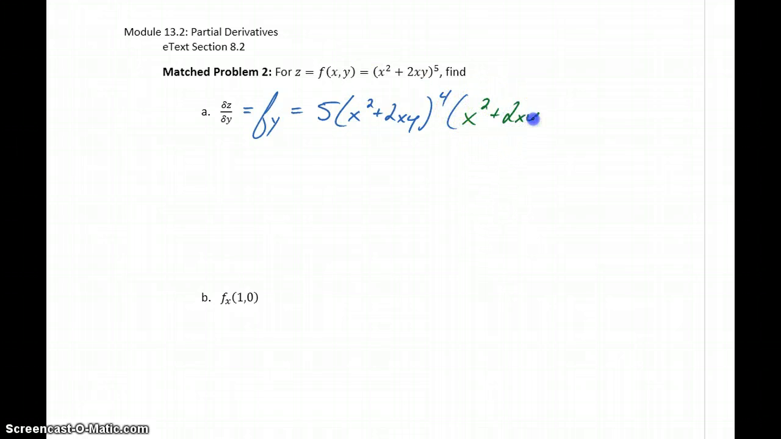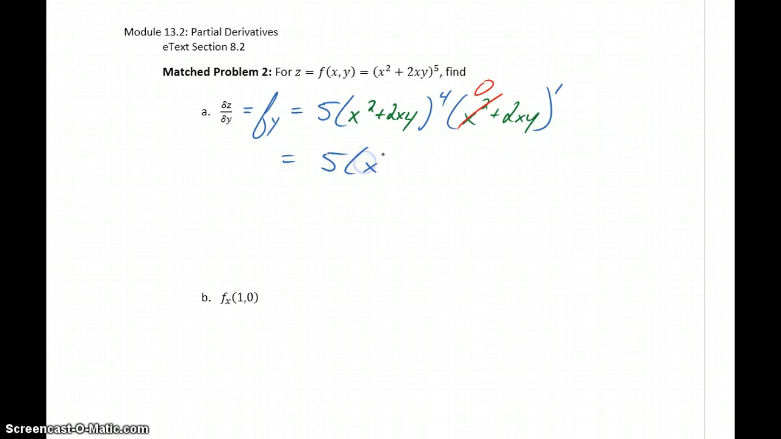x squared plus 2xy. So let me just go back and rewrite this in the pattern or style we've done with previous problems. So we've got this interior function that's being raised to some exponent, so we use that power rule first, and then we have to multiply by the derivative of that interior function. But keep in mind we're differentiating with respect to y, meaning that x squared is just a constant, so that just becomes 0.